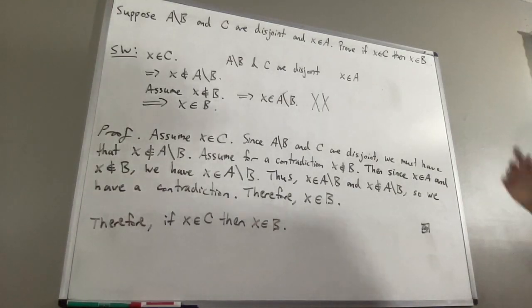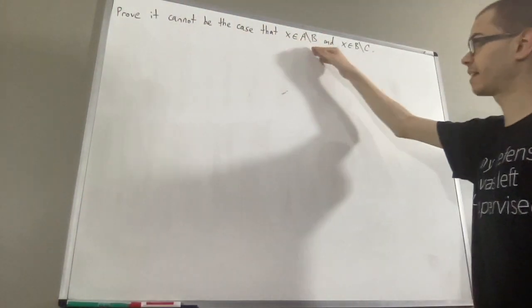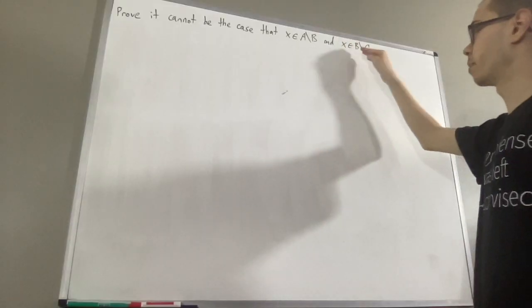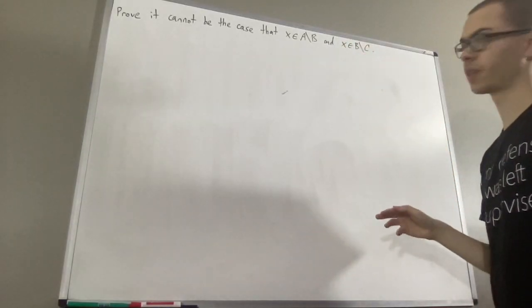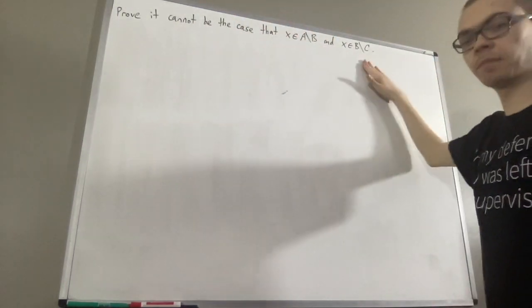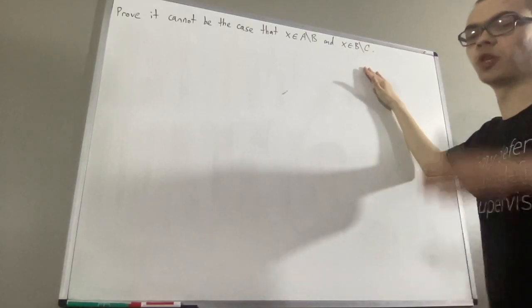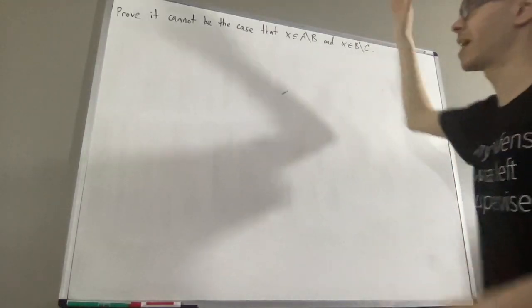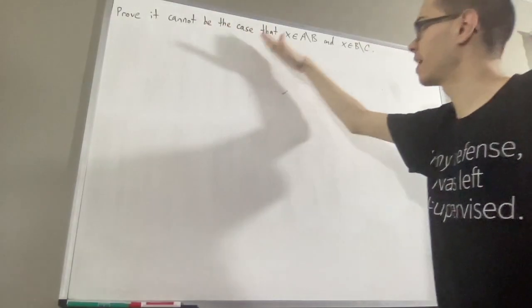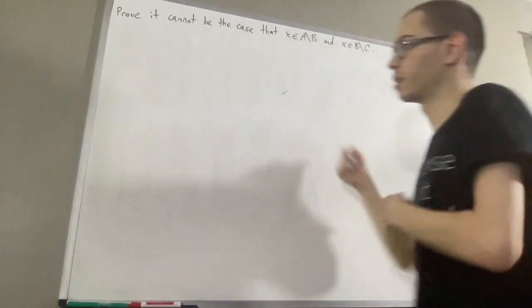So now let's look at one more problem. Prove it cannot be the case that x is an element of a set minus b and x is an element of b set minus c. So we're trying to prove the negation of a statement. So naturally, maybe you want to try proof by contradiction. So assume for a contradiction that it instead is the case that x is an element of a set minus b and x is an element of b set minus c.